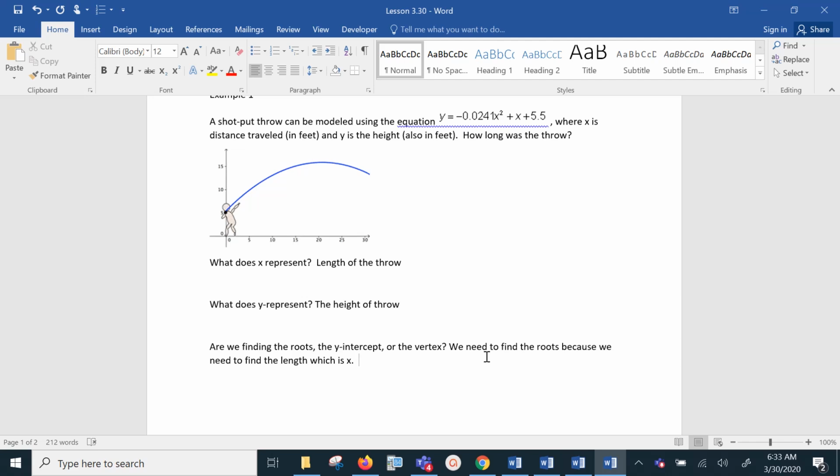Right? So if we needed to find out the y, we would have to find what? The vertex, right? Or specifically the maximum. But here, they just want to know how far they threw it. What was the length of the throw, right? Which is just here, right? How shot put works is you win by throwing it the farthest, not the highest. So we're looking at the x-axis. Sometimes it's good to draw yourself a little picture like this so you know.